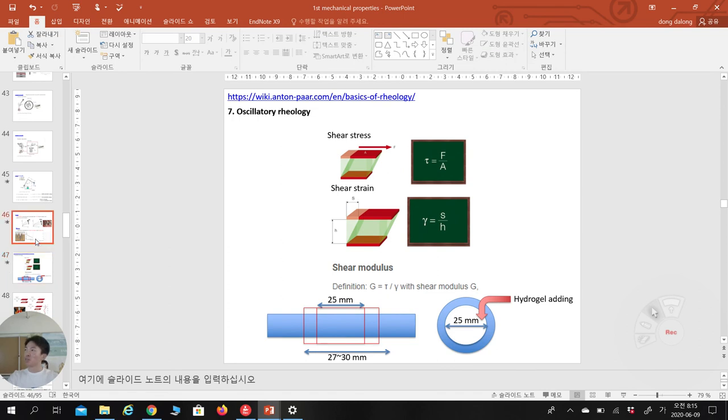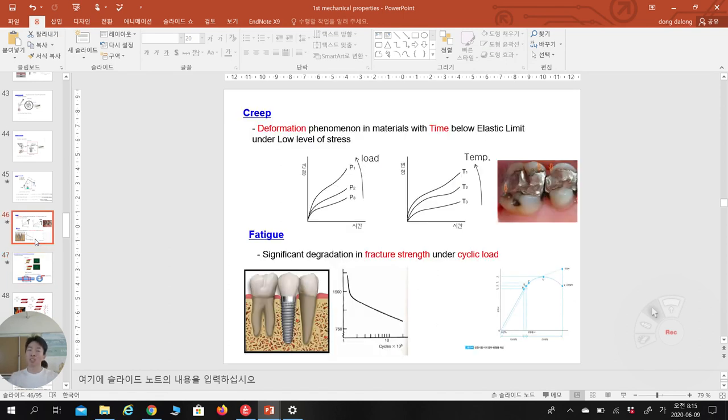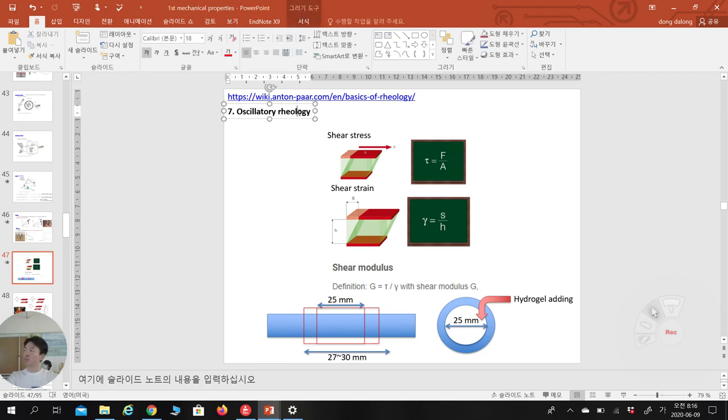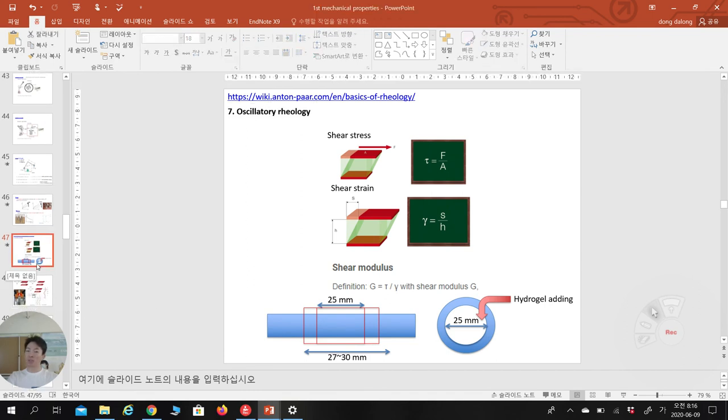Okay, so up to this point is the bulk property of the material, including surface characterization, as mechanical properties. And then maybe from next week, I will explain rheology. Rheology is about how much viscosity the hydrogel has. So when you measure a certain hydrogel, you always have to consider this rheology. Rheology is a little bit strange and not easy to understand, but maybe you can understand a little bit from this lecture. So today, I will show you just briefly for enhancing your understanding.